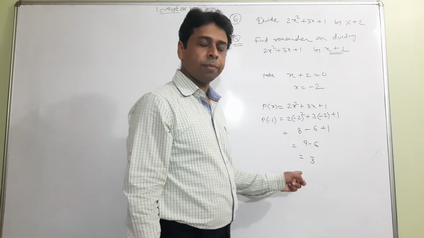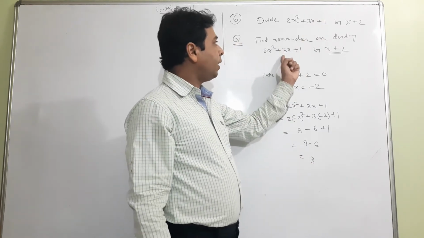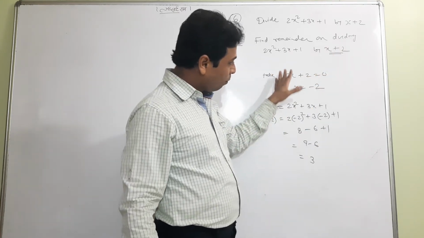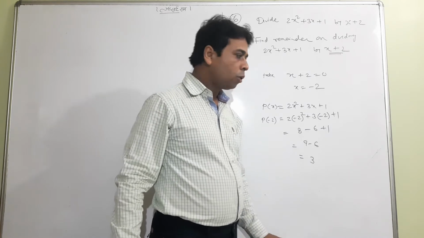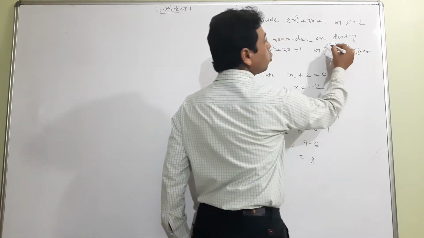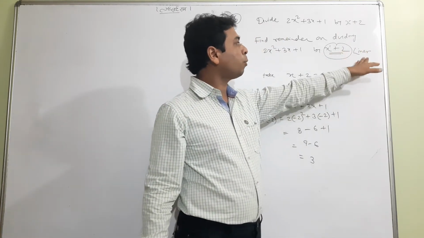Answer. What I want to tell you is, when I divided this by this, I got remainder 3. This time with the short method, I also got remainder 3. What do you conclude? When the divisor is a linear polynomial, what is a linear polynomial? When x to the power 1 is there, meaning it's a linear polynomial.